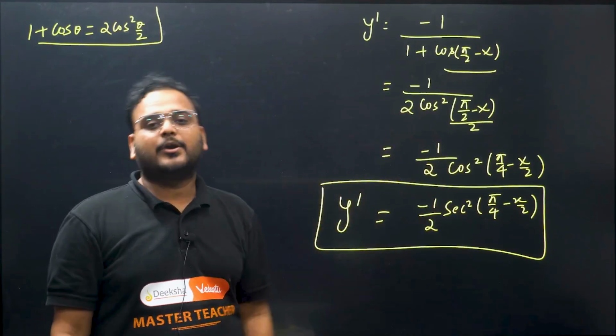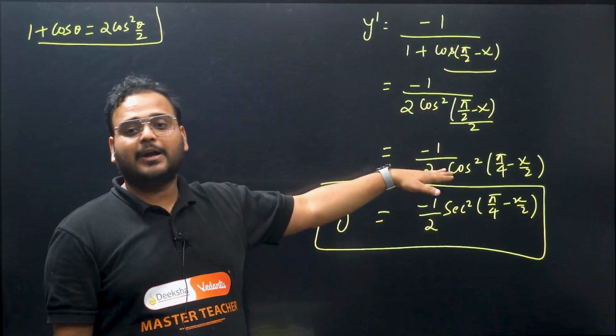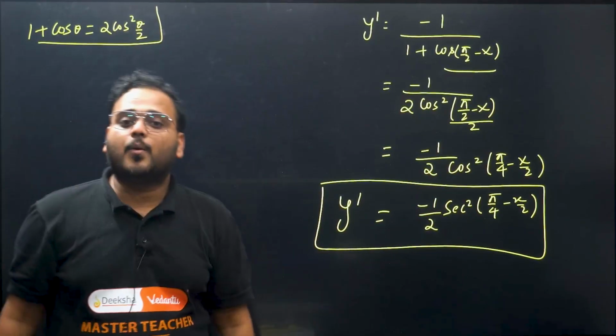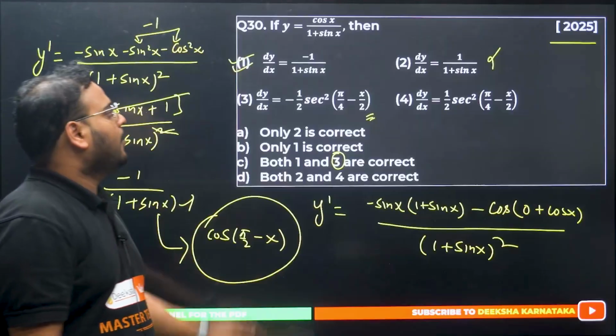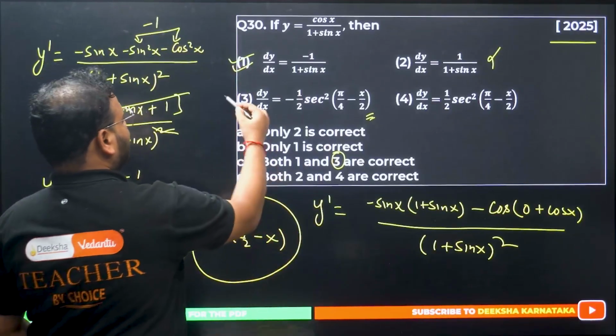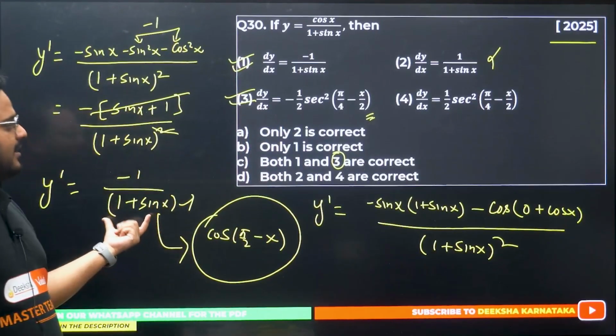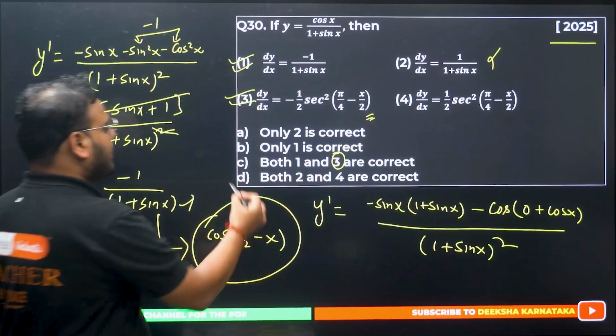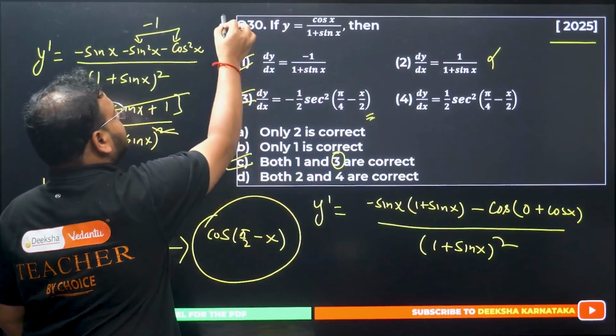2 cos square of the whole thing pi by 2 minus x divided by 2, the angle divided, pi by 4 minus x by 2, that becomes sec square. I hope this is clear. So now both options are actually true. I got this as my answer. I have simplified this to get even this as correct. It means my correct answer is option C.